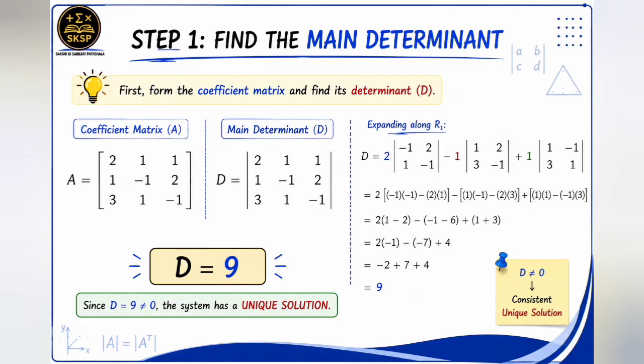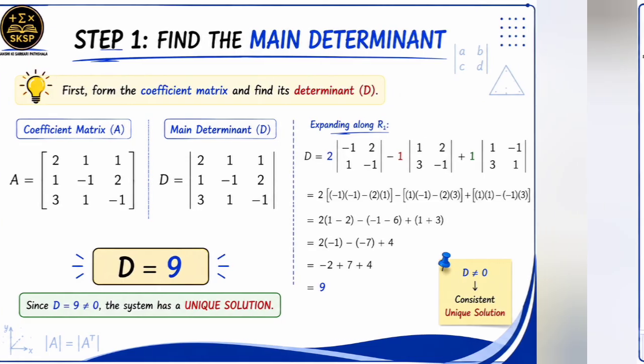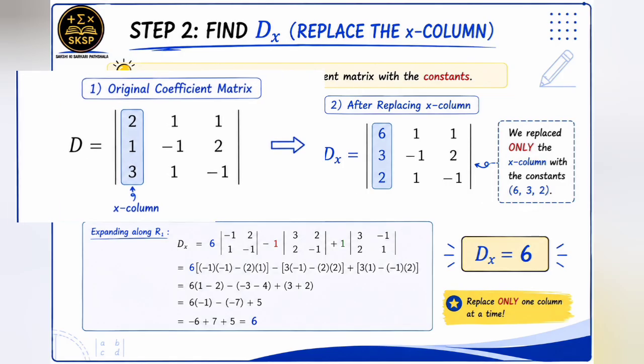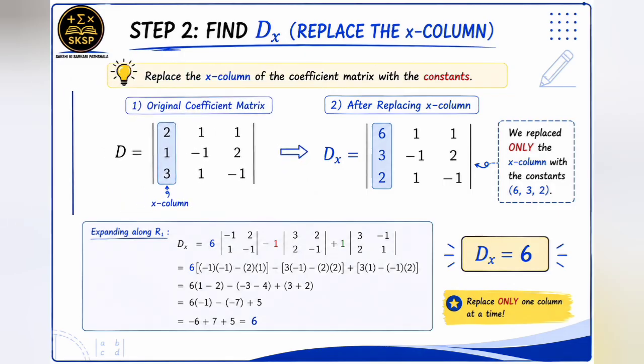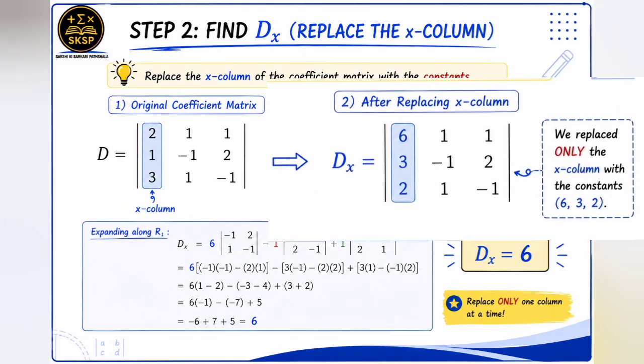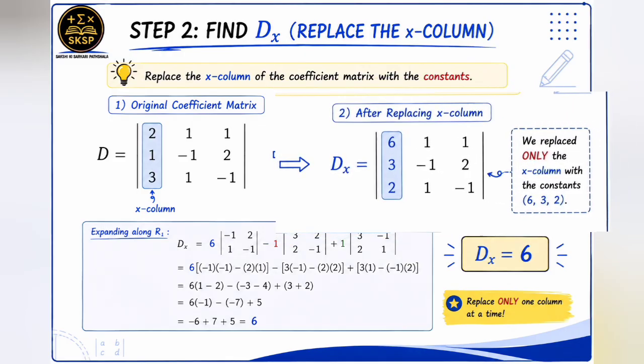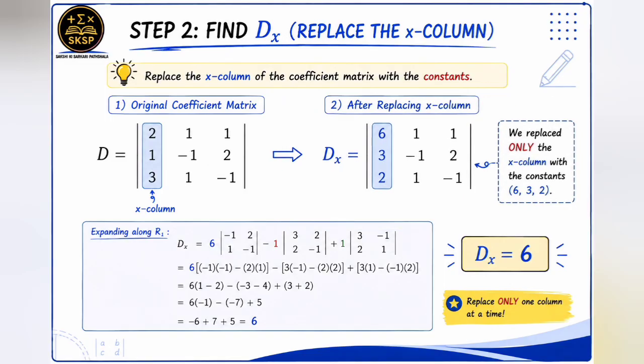I am going to explain what the values of x, y and z are. So now let's move towards finding the values of x, y and z. First, we will find Dx. What exactly is Dx? For Dx we take the original coefficient determinant and replace only the x column with the coefficients from the right hand side of our equations. Notice carefully, only the x column is replaced. The y column and the z column remain exactly the same.